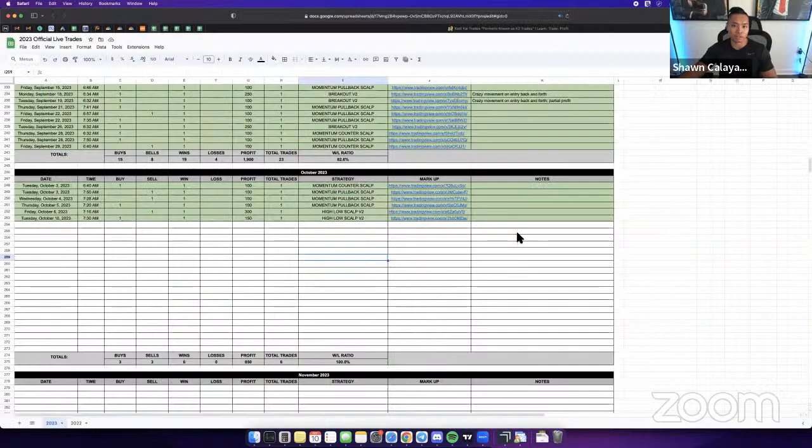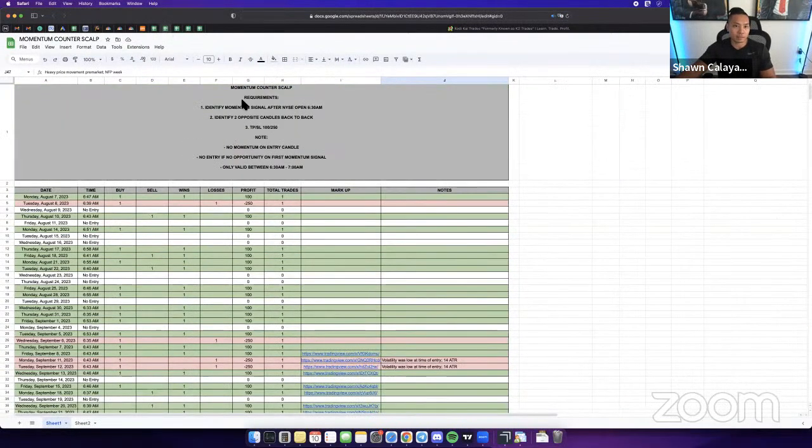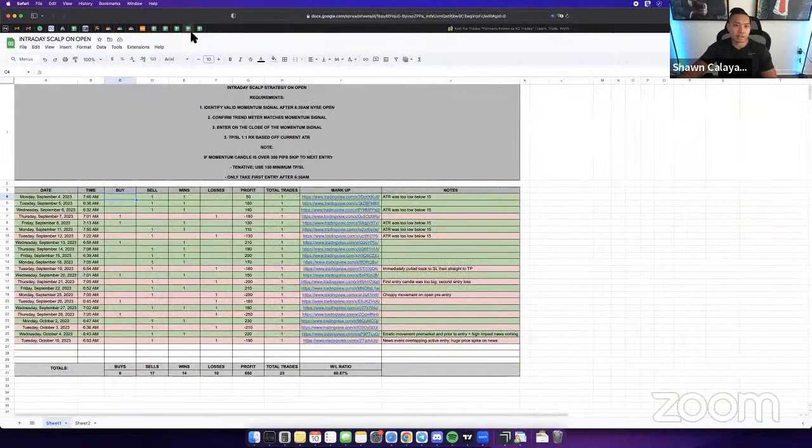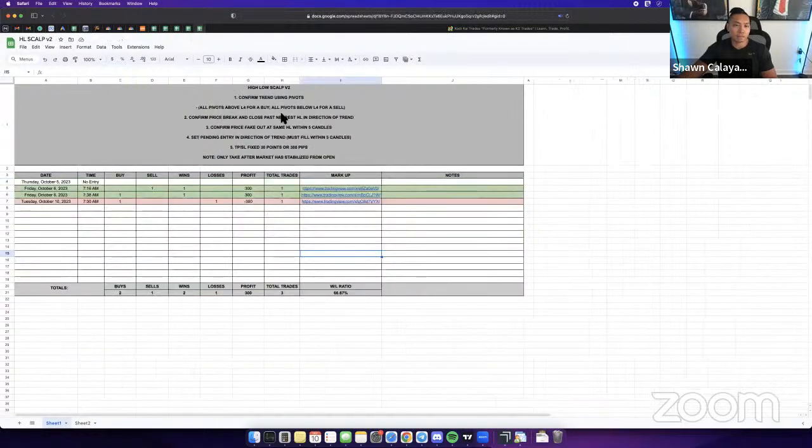I've covered every trade we've taken this year for the strategies that we're currently testing: momentum counter scalp, breakout V2, intraday scalp, and now the high low scalp V2. They're all small variations to the original strategy. Mostly the biggest change would be a TP and stop loss for a 1-to-1. And this pretty much covers everything.